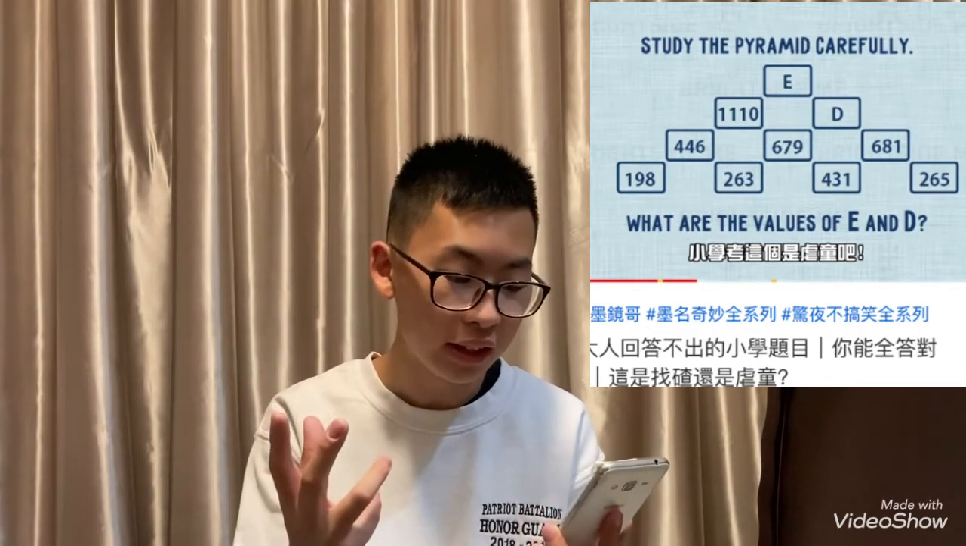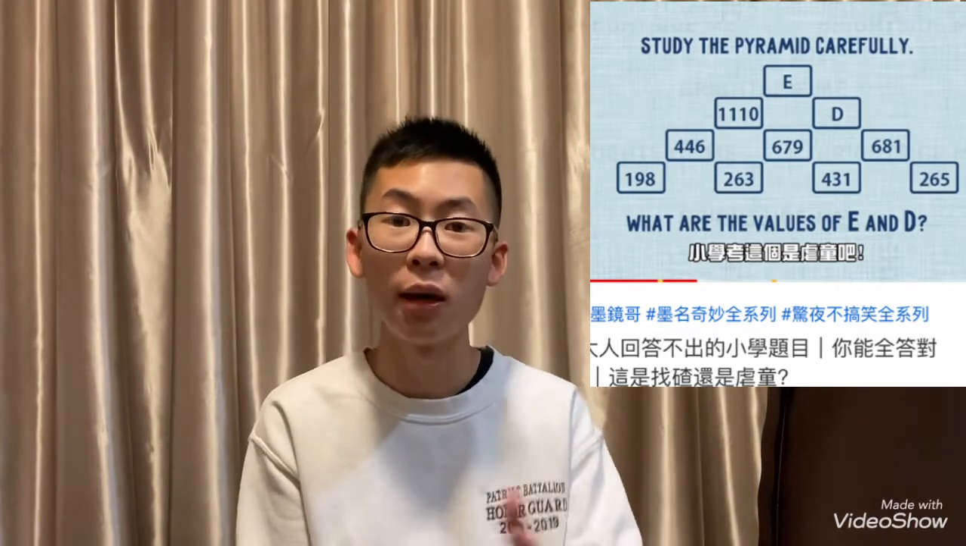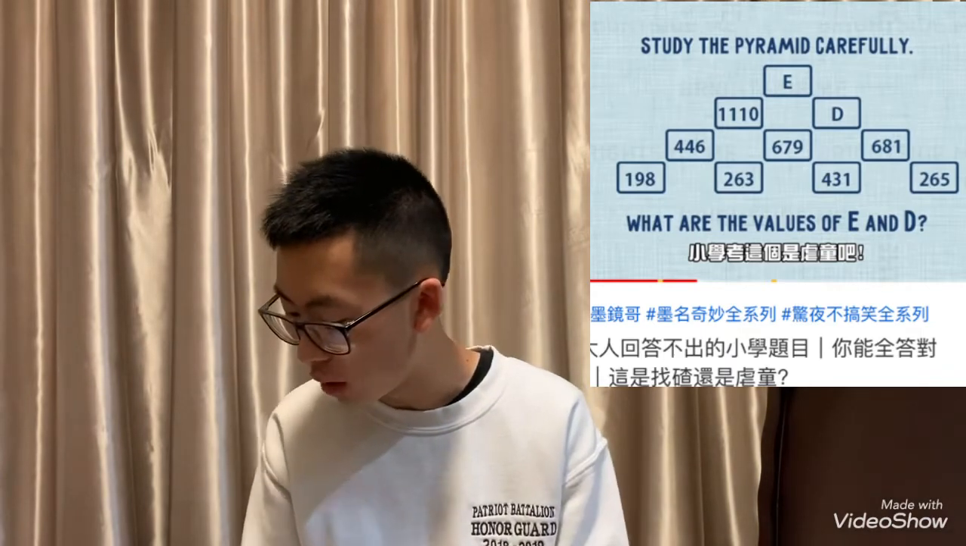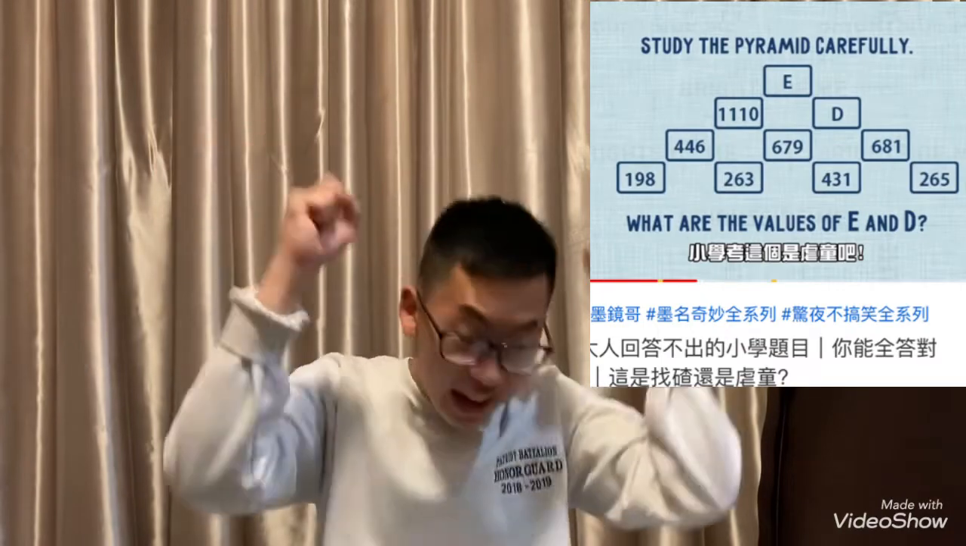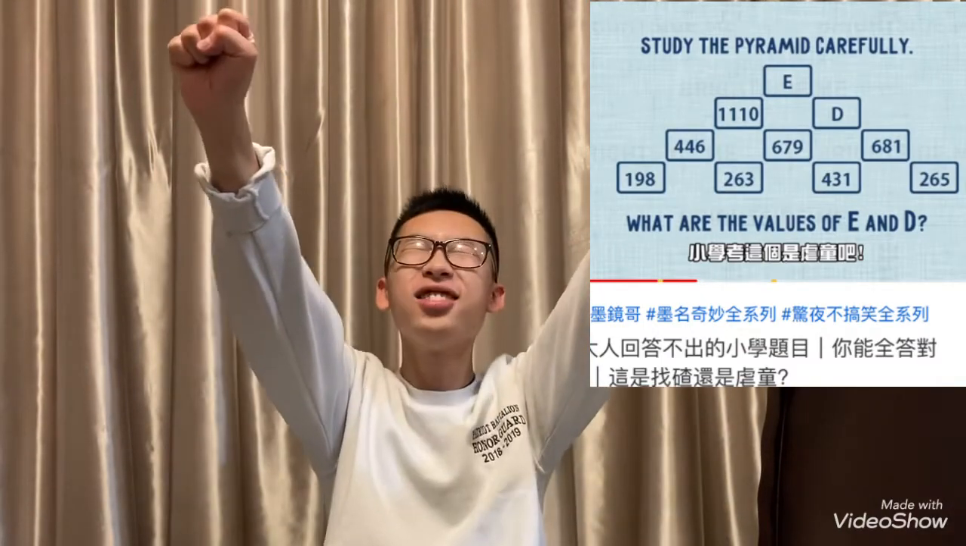So to get D, you have to do 679 plus 681 and then minus 15, and that should give you the answers. The correct answer for D is 1345, and the correct answer for E is 2440. And you know what? I actually got it right! I actually figured it out! Bruh! Yeah! Okay, so number 4.